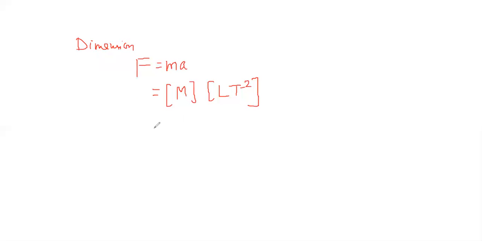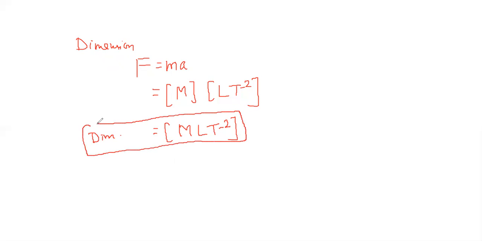What is the dimension of force? We all know F equals ma. What is the dimension of mass? That is capital M. And what is the dimension of acceleration? That is L T to the power minus 2. So the dimension of force is M L T minus 2. Okay, so the dimension is clear. Is this point clear or not? Tell me. So the dimension is MLT minus 2.